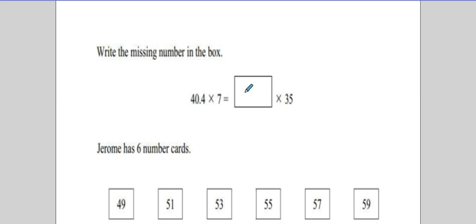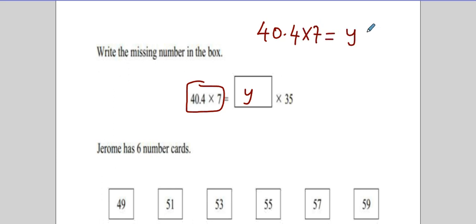Alright, something missing, you keep that missing number as a letter, so you are good to go. On the left hand side we have 40.4 times 7, that equals y times 35, where y is our missing number over here.